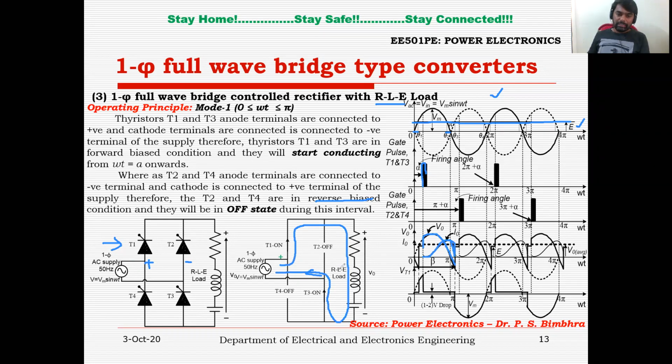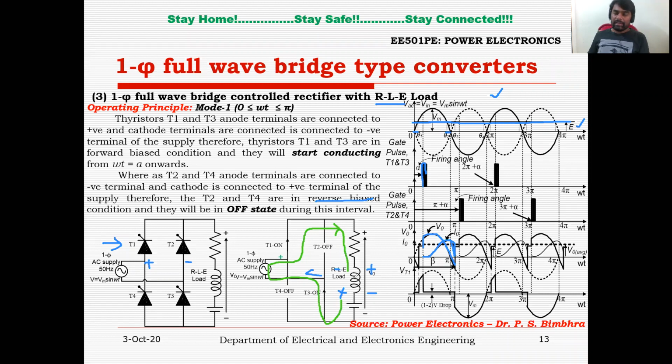Before discharging the energy, the inductor has to reverse its polarity. Previously the polarity was positive and negative. Now the polarity becomes reversed. It will be negative and positive. And the discharging current may take the path like this: inductor positive, battery, T1, T3 anode, T3 cathode, source, right? T1 anode, T1 cathode, resistance, inductor negative. So you can see with the green color line, this is the discharging current.